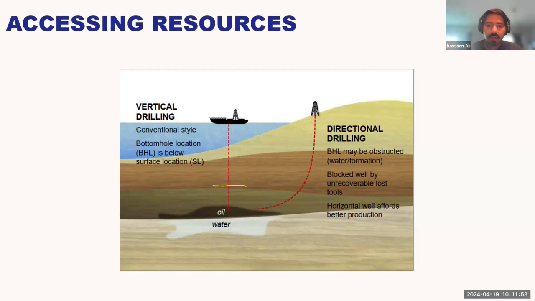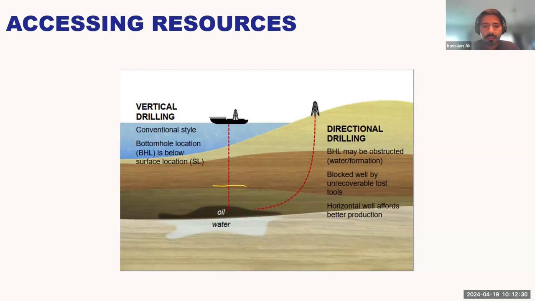Now, directional drilling, in which your bottom hole location is way different from your surface location. That means you will go vertically, or you will go slant, and then you will access your hydrocarbons. And there are a couple of reasons for it. Number one is horizontal wells do afford you a better production. You can keep your rig at the same location, and then you can drill multiple wells, and you can access different formations and different hydrocarbons.